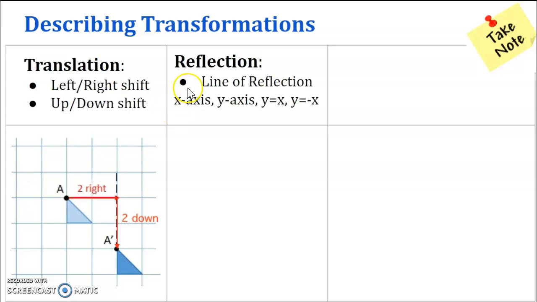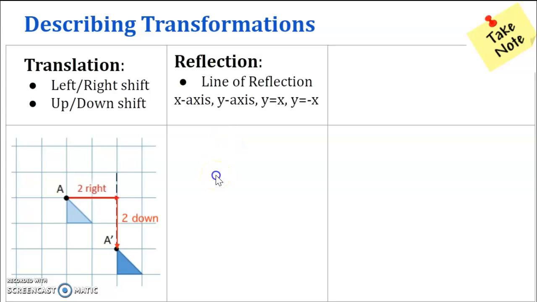The next transformation we talked about was reflection. And with reflection, you're always going to have a line of reflection. That line of reflection can be the x-axis, that's a horizontal line, or the y-axis, that's a vertical line, or any horizontal or vertical line. And we know how to write those equations. Or it could be diagonal lines such as y equals x or y equals negative x, or any other straight line. But again, the line of reflection is going to be a straight line.